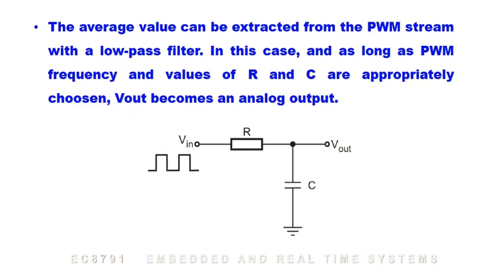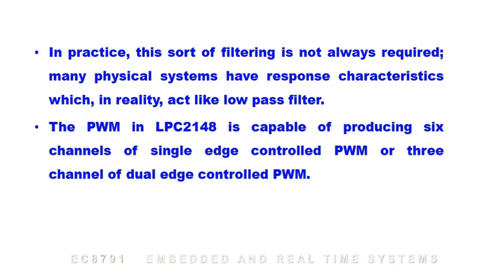The average value can be extracted from the pulse width modulation stream with a low pass filter. In this case, as long as the pulse width modulation frequency and the values of resistance and capacitance are appropriately chosen, Vout becomes an analog output. In practice, this sort of filtering is not always required. Many physical systems have response characteristics which in reality act like a low pass filter.